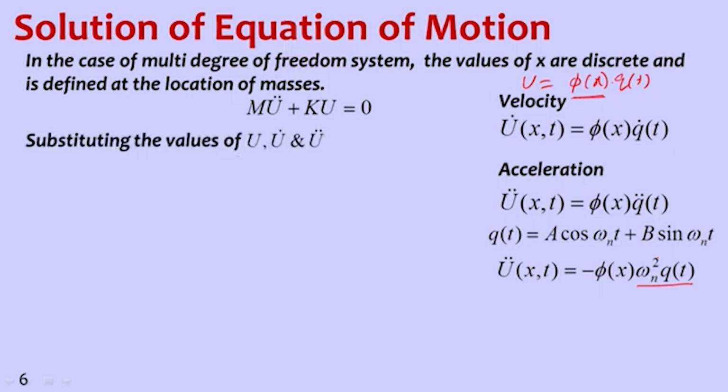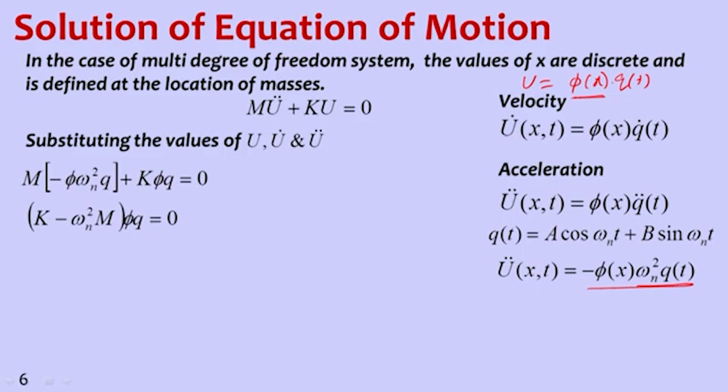Then if we take this and substitute the values in the basic equation, m u double dot, where u double dot is replaced with minus phi omega n square q, plus k phi q, then if we rearrange the terms, we get k minus omega n square m multiplied by phi and q, which should be equal to 0. So for a non-trivial solution, q cannot be 0. If q is 0, there is no solution.